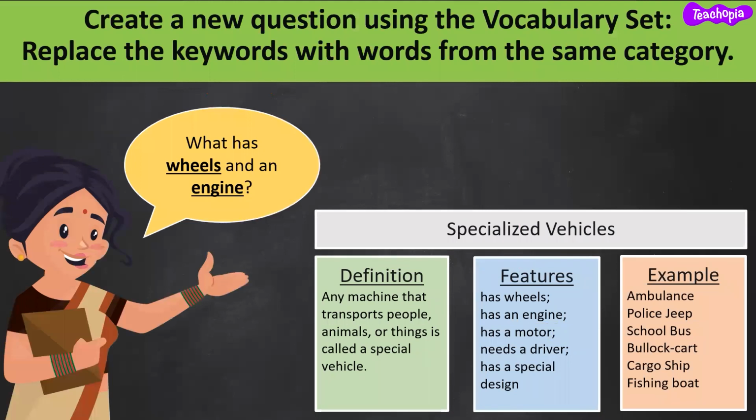So dear teachers, this brings us to our first activity. Now, this is a question that the teacher is asking in the class. What has wheels and an engine? Can you help the teacher create more sentences by replacing the keywords in this sentence with keywords from the same category?